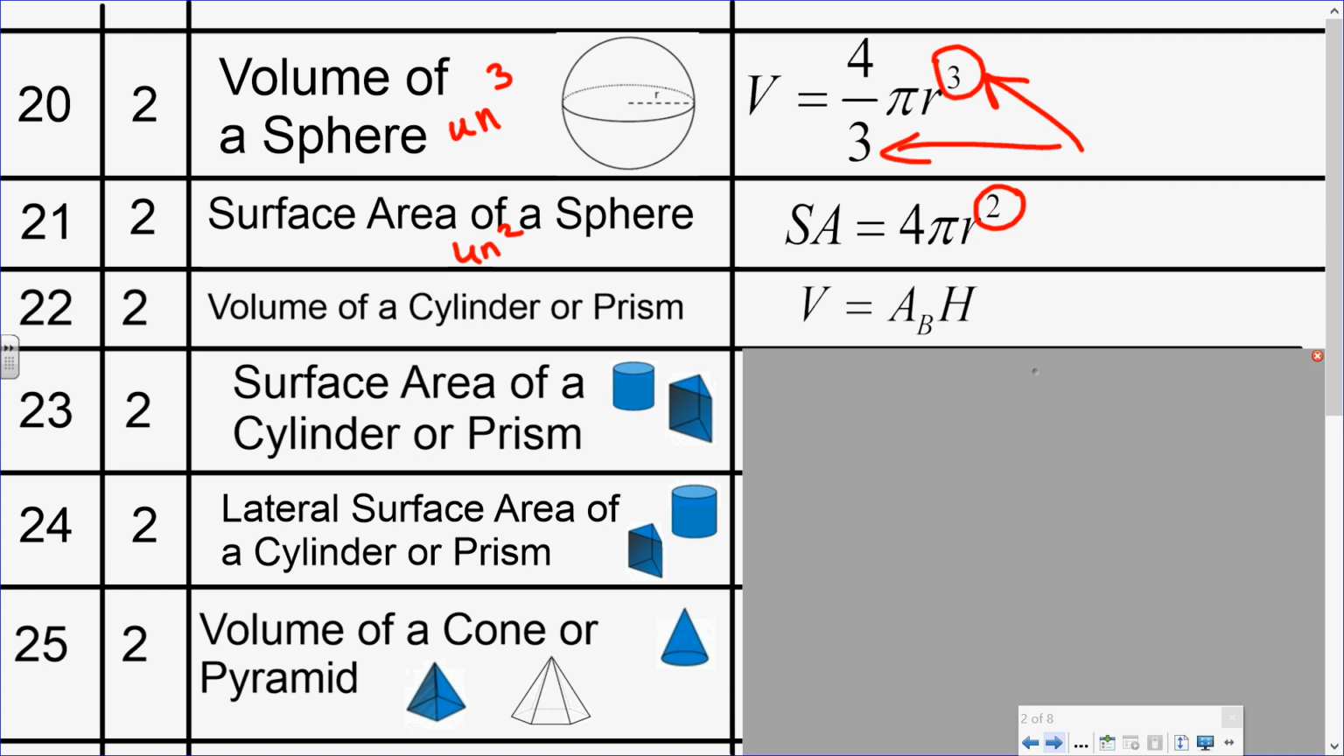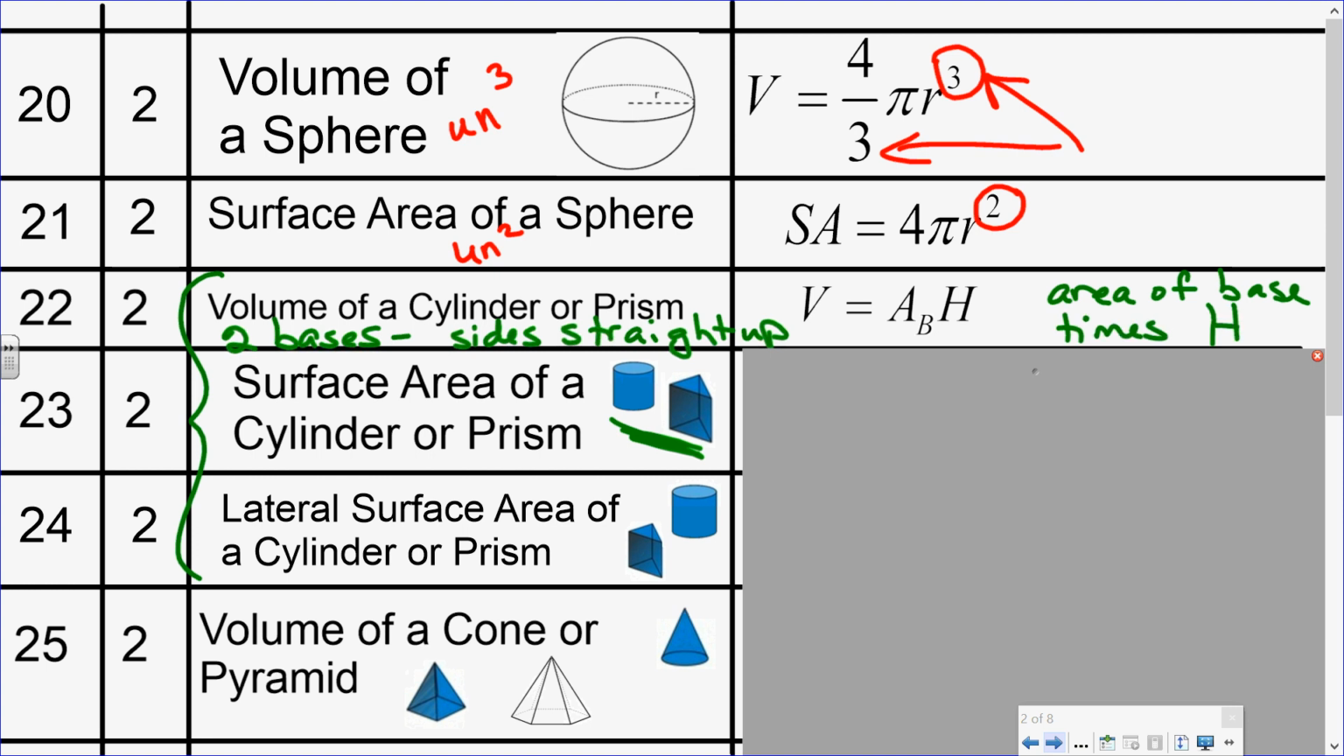Volume, if it is a cylinder or a prism, we are talking about shapes like you see here that have sides that go straight up and down. Two bases, you can turn it so the roof and the ceiling are the same shape, and all of the sides go straight up and down. And then our formula is area of the base times the height of the solid.